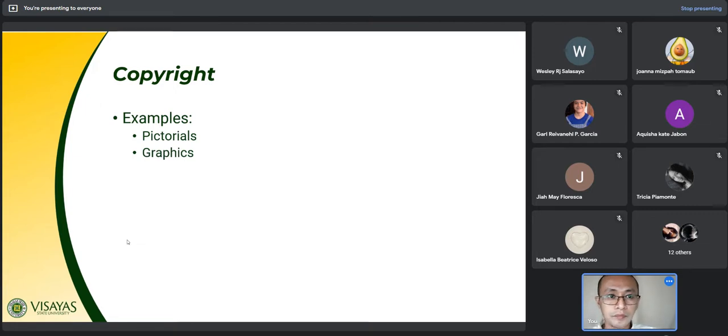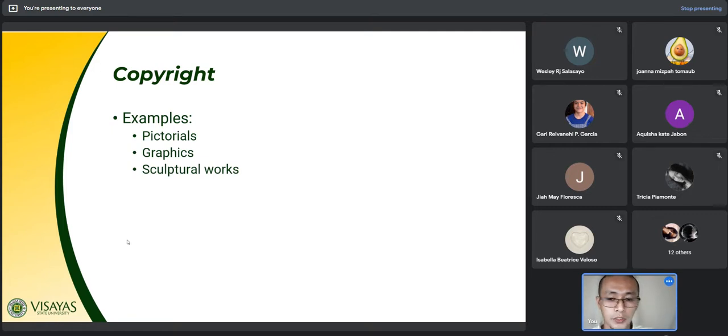Graphics. Pictures of someone else, then graphics, images, still, these are protected with copyrights. If you feel that your images have been used by someone else for commercial use, without giving due credits to you as the creator of that image or of that graphic, then you can always file a copyright complaint against this individual.